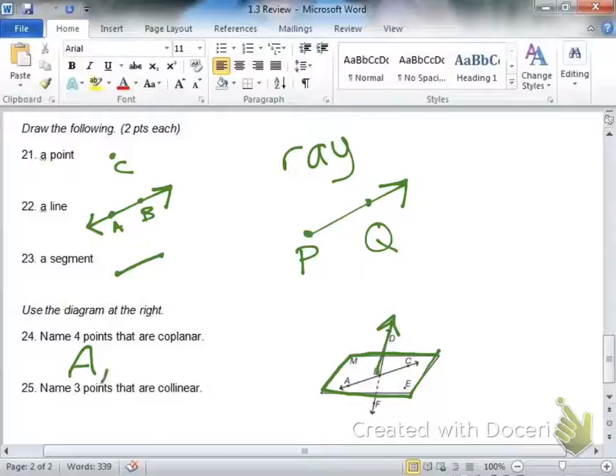A. Hold on. B. C. E. M is actually not a point because there's no dot next to it. M is actually just another name for the whole plane. Is F on the flat surface? Oh, no. No, it's way down below.